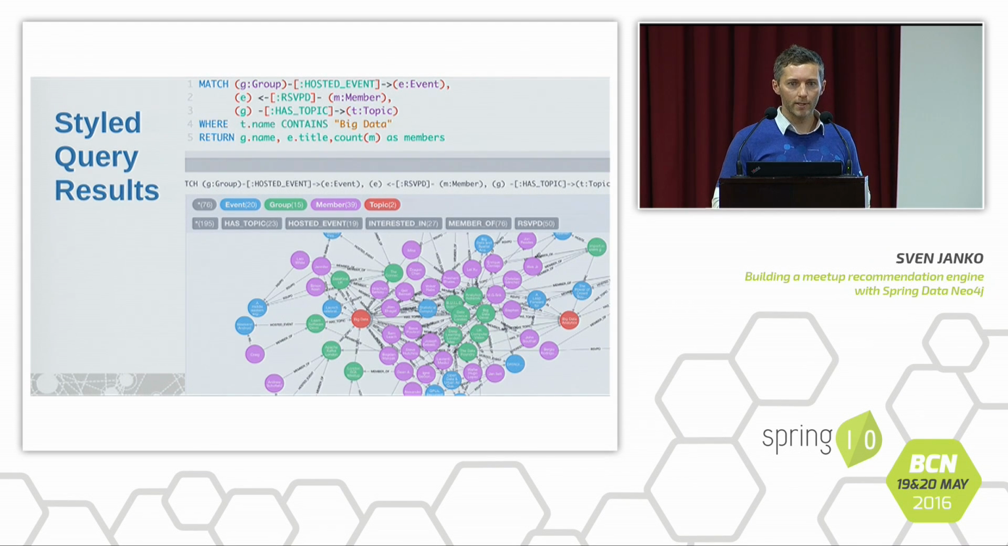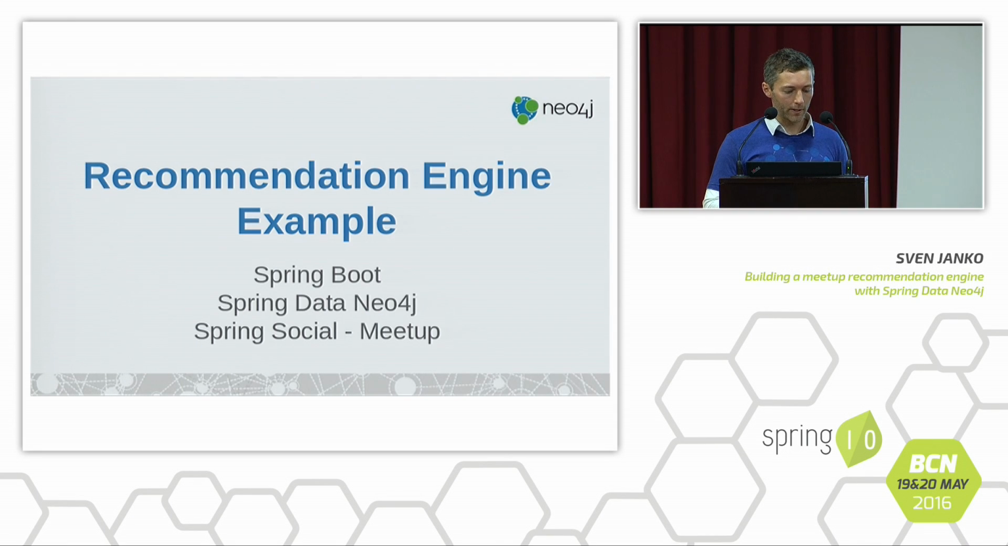So that's a simple example of how your data could look in the Neo4j browser. If there's some time left at the end, I will show you the browser and some things you can do with that. So now the recommendation engine example, actually. What does our domain model look like in code?